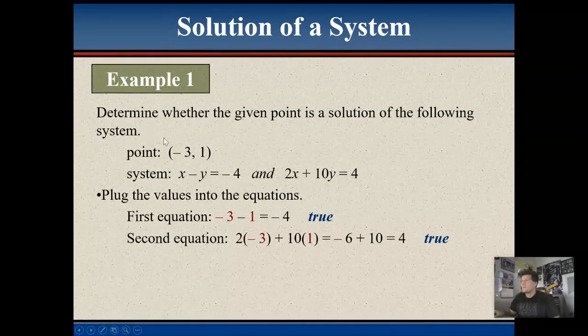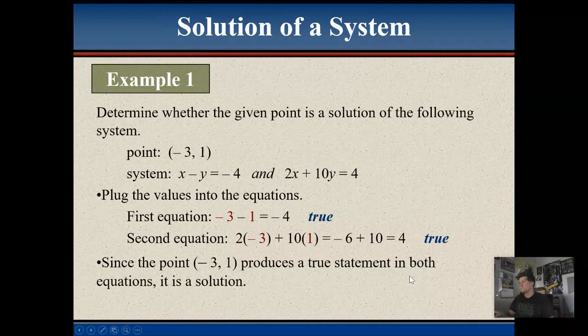Second equation, I'll plug in x for x, y for y. So I have -3 plugged in for x, +1 plugged in for y. 2 times -3 is -6. 10 times 1 is 10. -6 plus 10 is +4, which is what the equation said, so it's true. Since this x comma y makes both equations true, we know it's a solution.